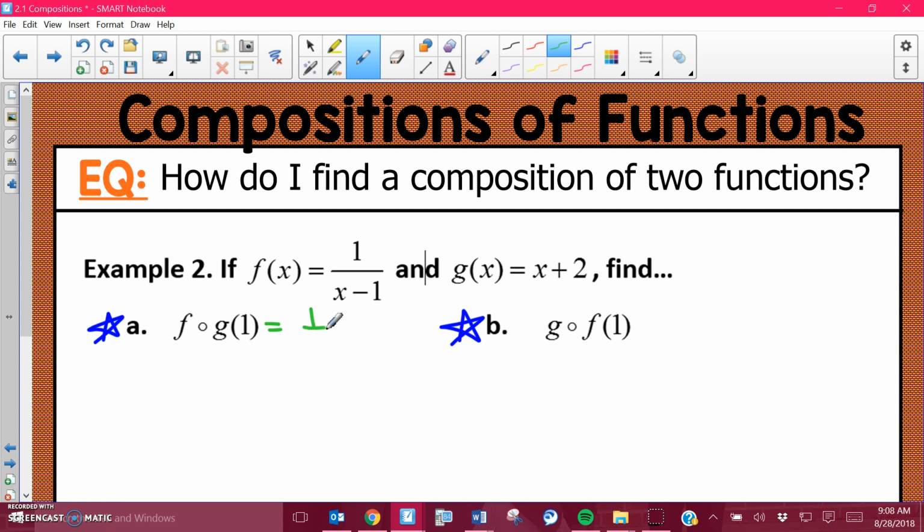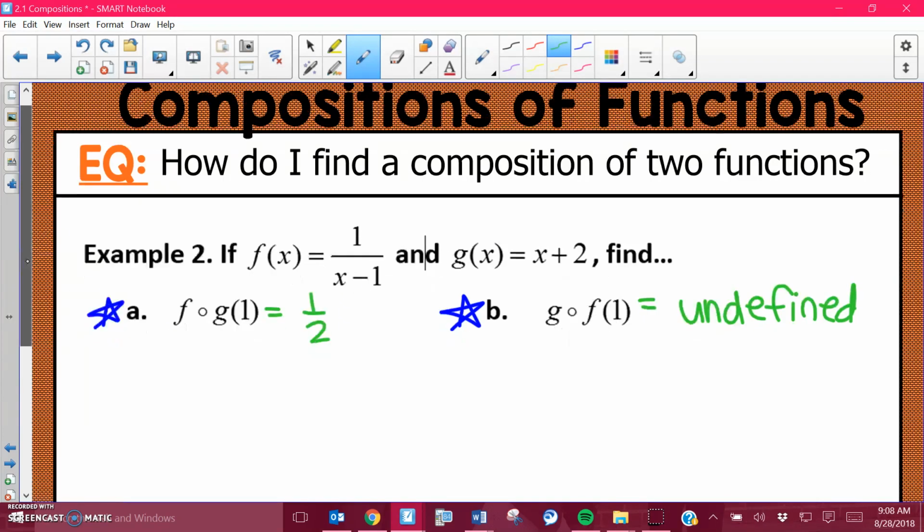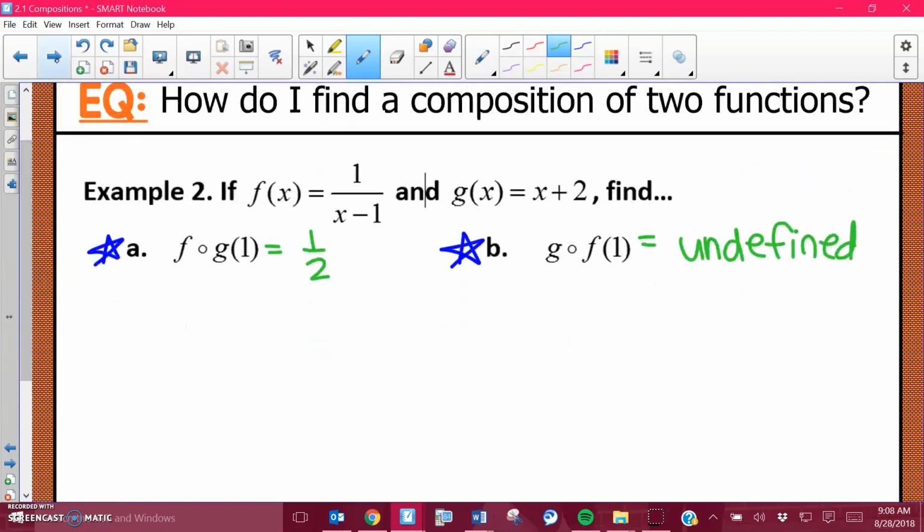The answers right here are just going to be 1/2, and this one is undefined because once I have 1 minus 1 on the bottom, you can't divide by 0, so there's really no point in me plugging into g of x.